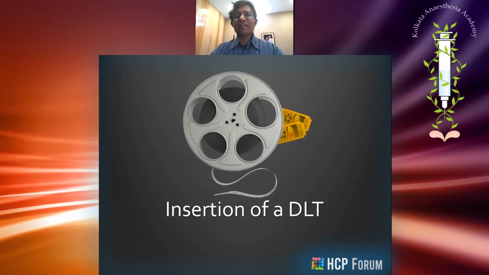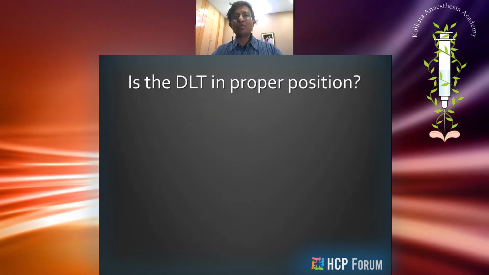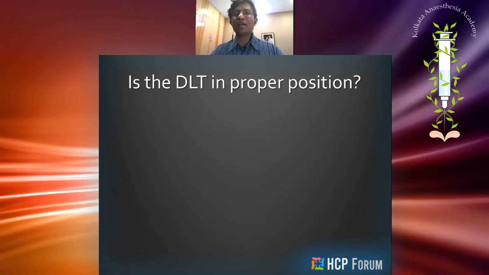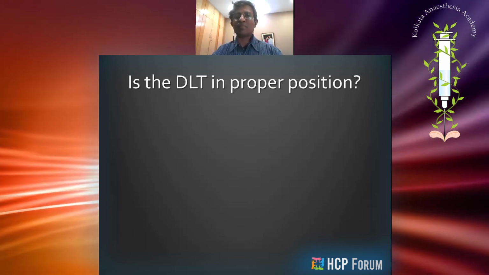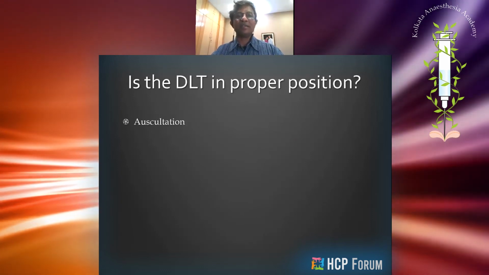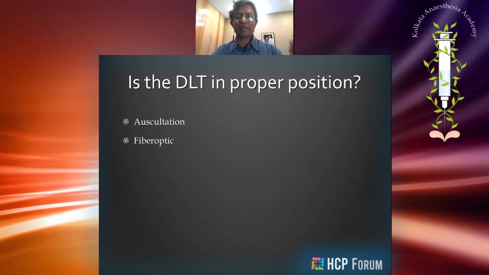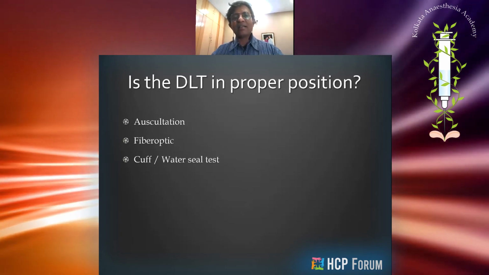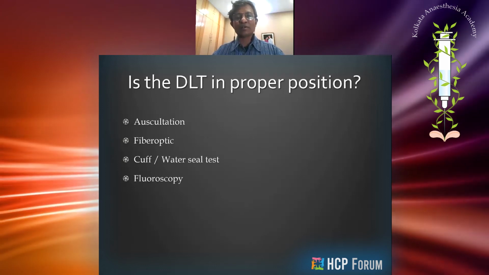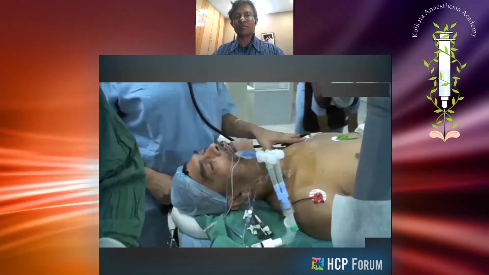The insertion of a left double lumen tube, please look at YouTube videos, and then you figure out whether the left double lumen tube is in proper position. You can do it with the help of auscultation, fiber optic, which is the gold standard. Then you have things like the cuff or the water seal test, and also fluoroscopy.